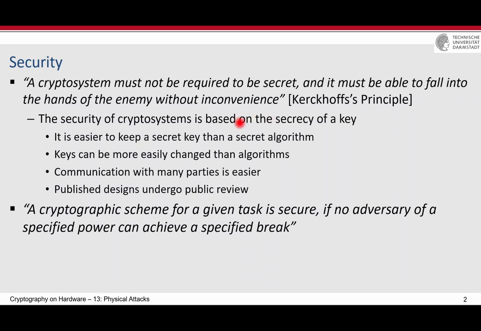And then one important thing is that we define a cryptographic scheme for a given task, and we say it is secure if no adversary of a specific power can achieve a specific break. For example, you say the AES is secure, but under which adversary model? If you say the adversary is able to do the exhaustive search, then it's not secure. But in the adversary model that you define, the exhaustive search is not possible because it takes very long, then you consider it secure. You always have to define an adversary model, and under that adversary model, prove the security and claim that the implementation or your scheme is secure or not.